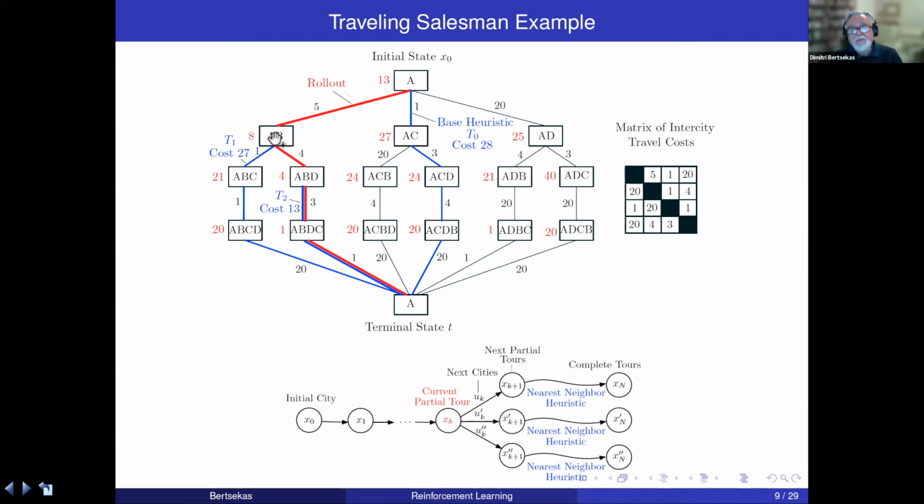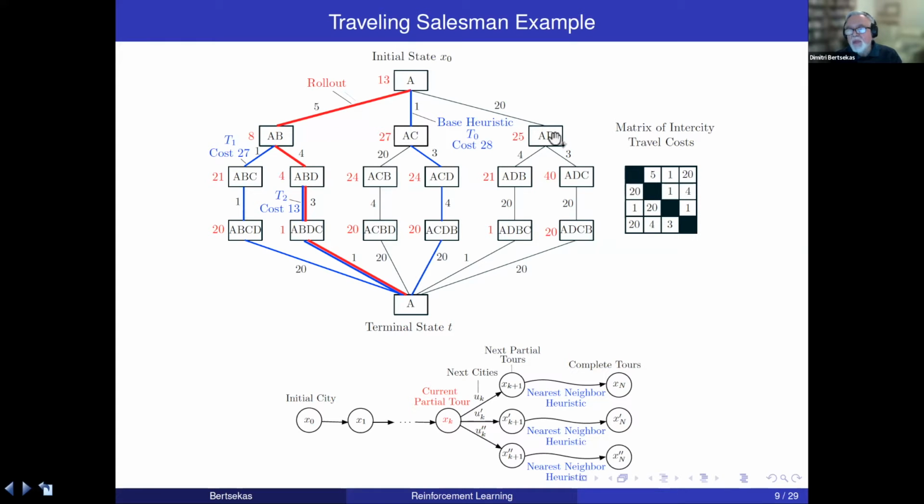So now we have done our calculation for next city B. Now for the next city C, we have to run again the same calculation, the base heuristic from here. Nearest neighbor, nearest neighbor, nearest neighbor. So the cost here is 28, and that cost here was 27. So we prefer this branch over this branch.